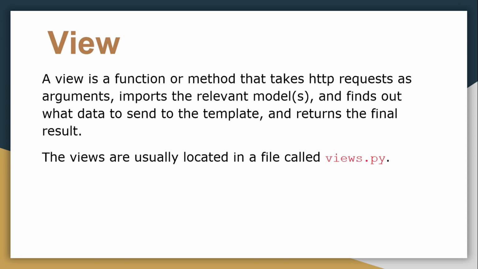Now, let me try to explain this one. For example, if you want to access the blogs page, what you'll do is click on the link. When you click on that link, Django will send the request to the backend, that is, to the server.